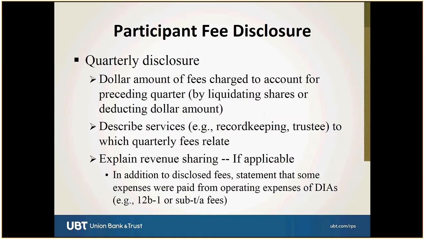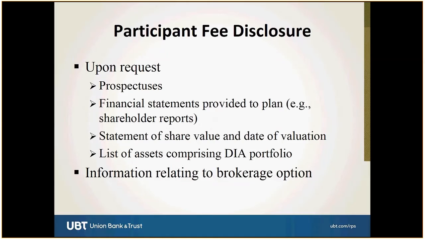Also, the participant fee disclosure requires a quarterly disclosure, and that's going to happen in the form of the benefit statement. You need to tell your participants the fees that were charged to their account for the preceding quarter, either by liquidating shares from their account or deducting a dollar amount from their account, describing the services that they received for those quarterly fees, and if there's any type of revenue sharing, 12b-1 or sub-TA fees, an explanation that some of the expenses were paid out of the operating expenses of the designated investment alternatives.